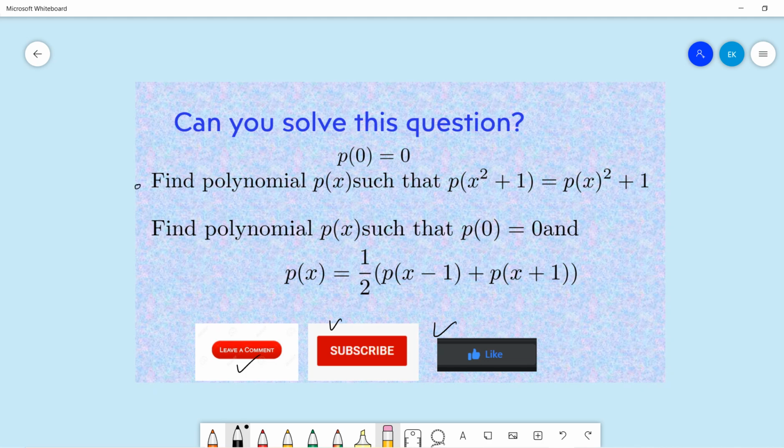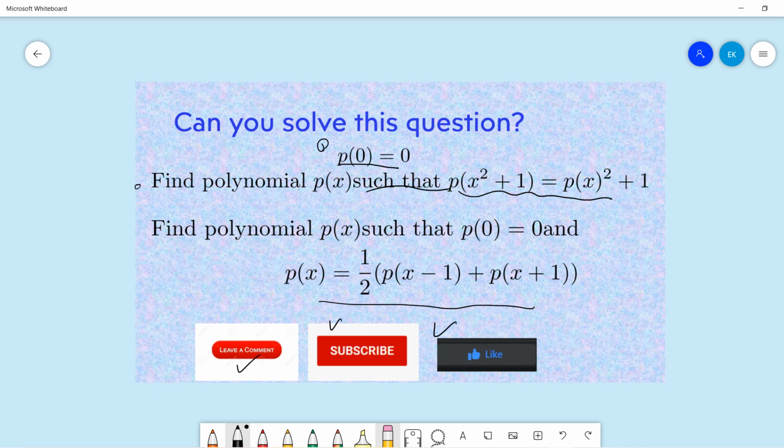So the first one is: find a polynomial p of x such that p of 0 equals 0 and p of x squared plus 1 equals p of x squared plus 1. And the second one is: find a p of x such that p of 0 is 0 and satisfies these two. Usually this type of problem is not easy to solve.